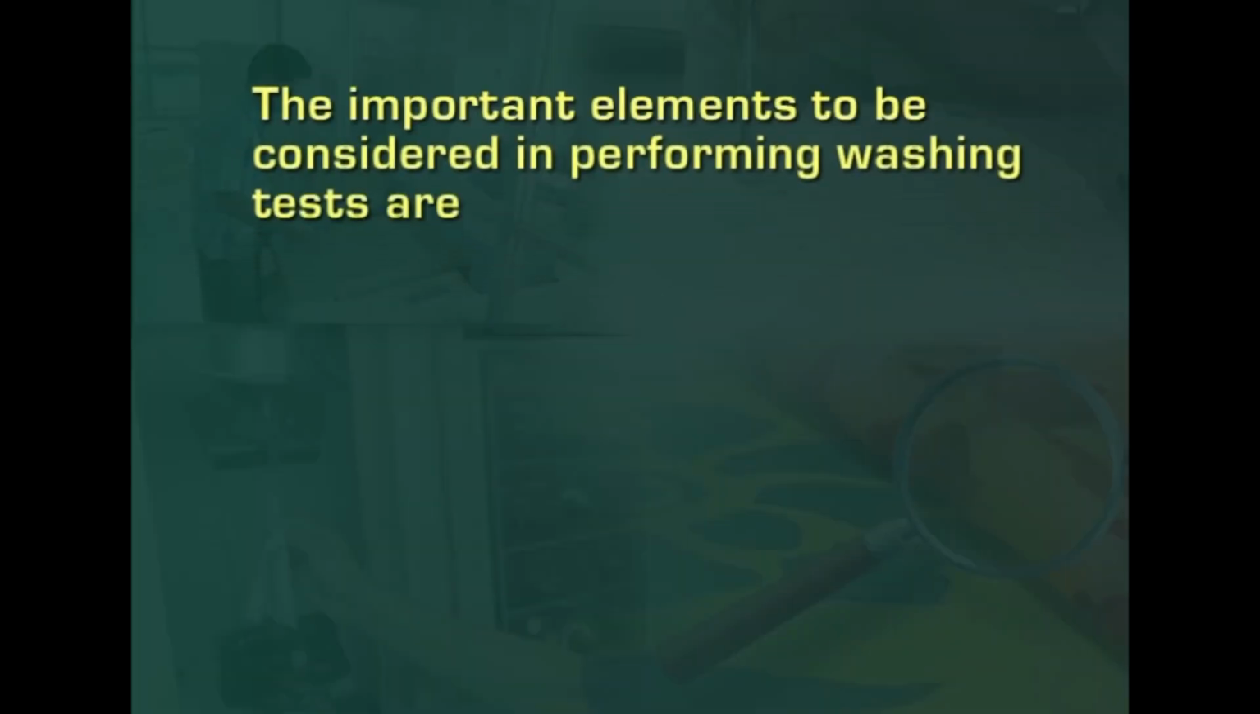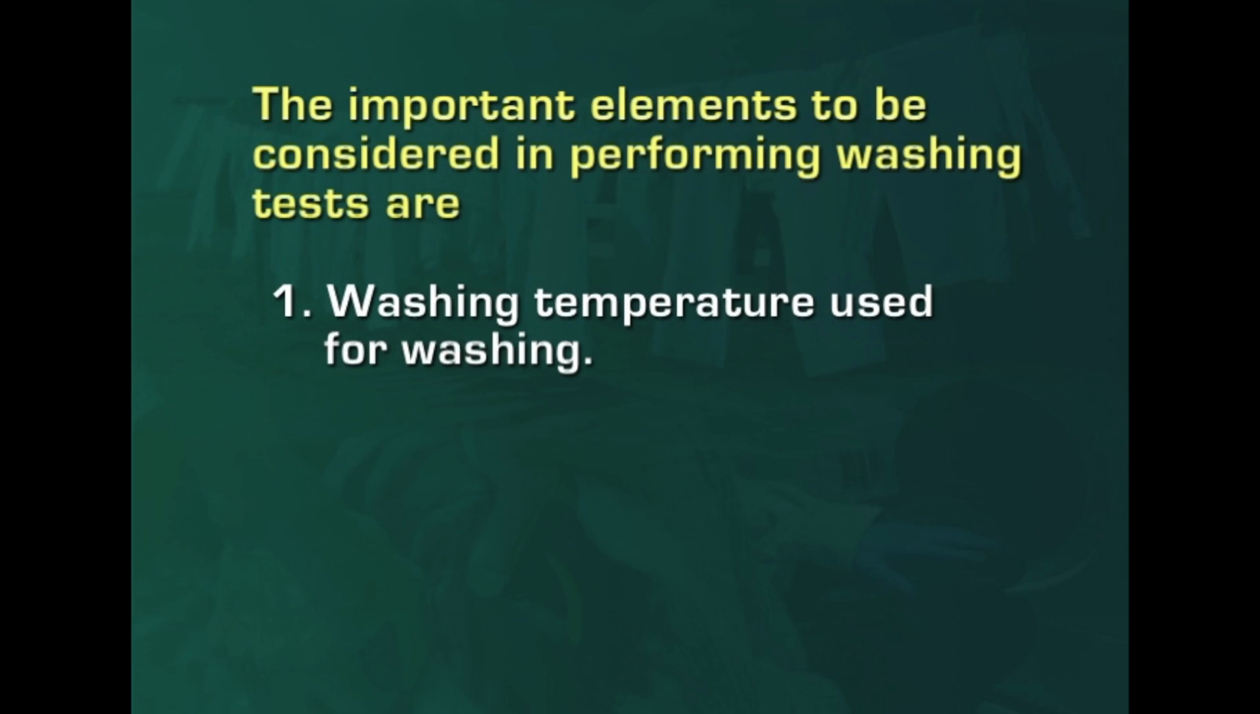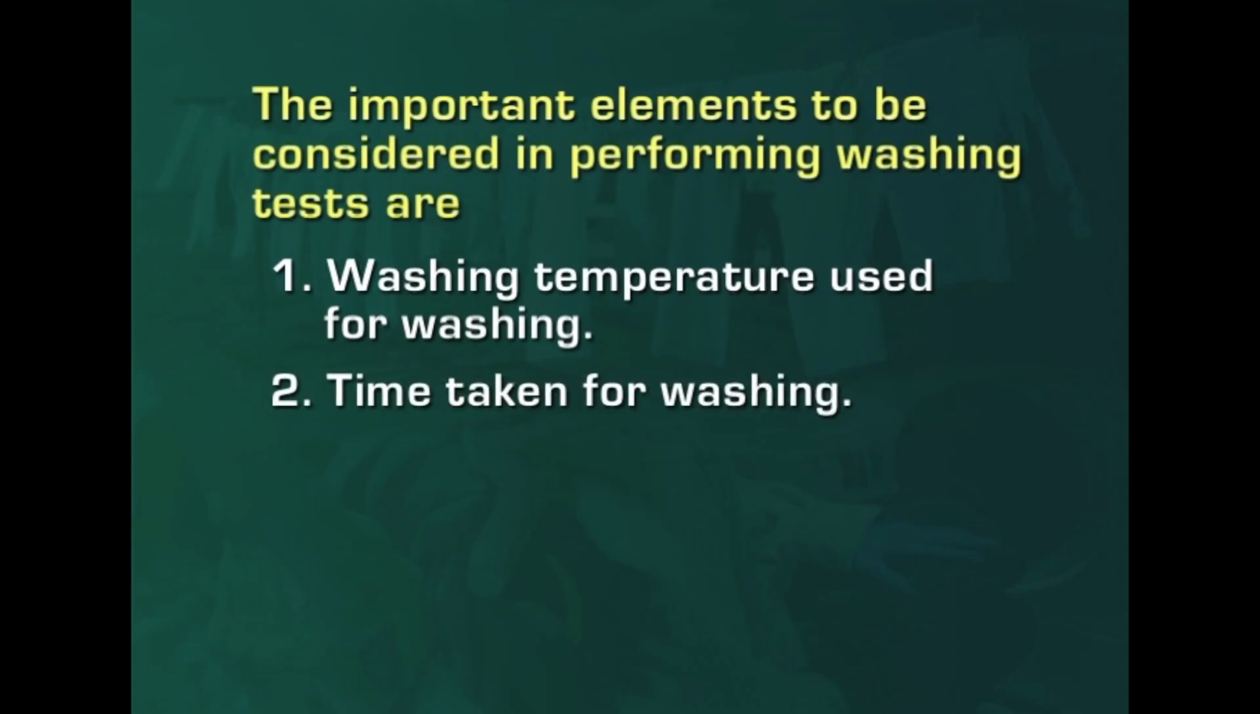The important elements to be considered in performing washing tests are generally the washing temperature, or the washing machine temperature, which has to be decided upon, because washing at high temperatures makes the dye loosen from the textile material and run into the water. So this has to be taken into consideration, and the time taken for washing is also an important factor.